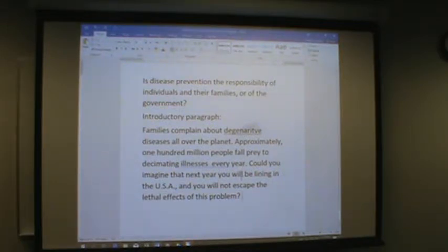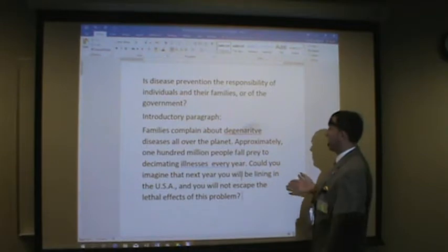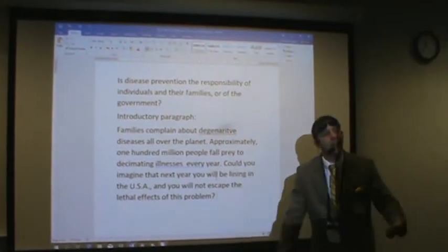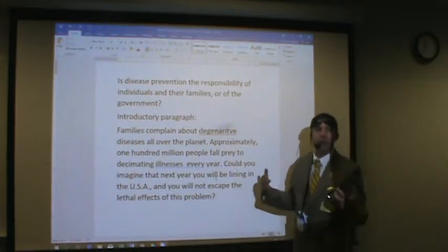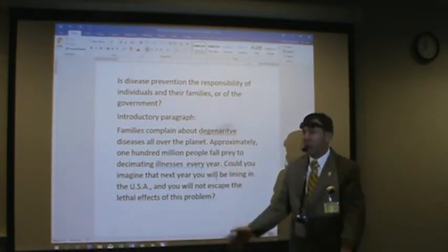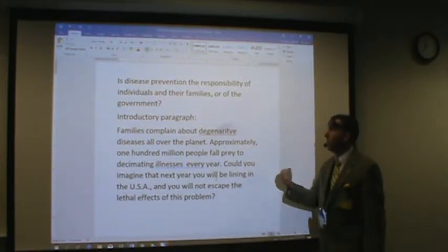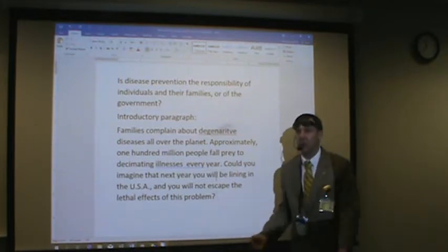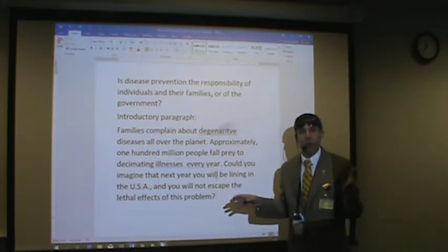It's like, do you? Okay, here we go. Families complain about blah, blah, blah, blah. Okay, this needs something, but this is not the time to correct it. When I finish my paragraph, I take care of it. Disease about degenerative diseases all over the planet. Approximately 100 million people fall prey to decimating illnesses every year. That's general, hook number one.